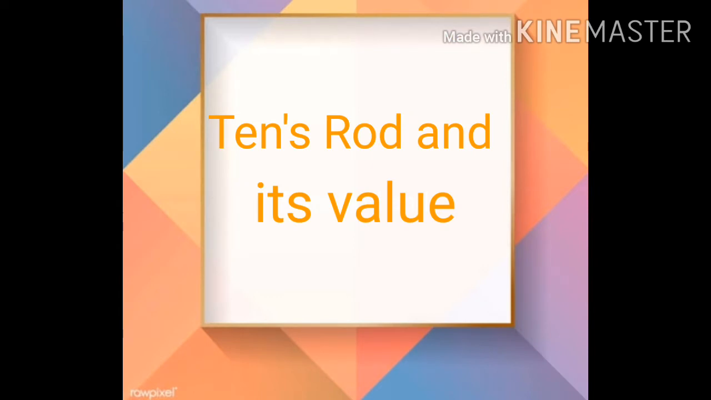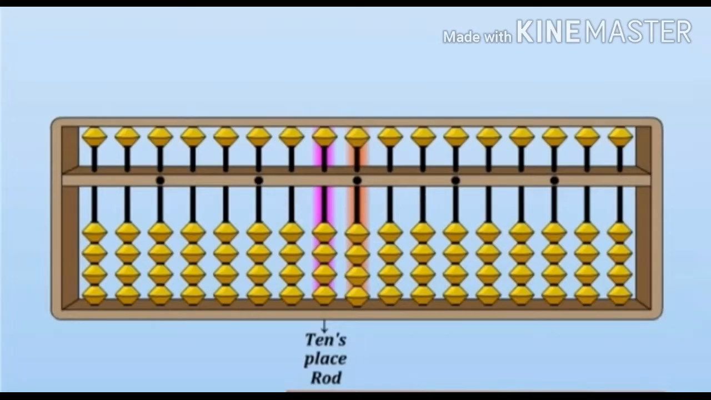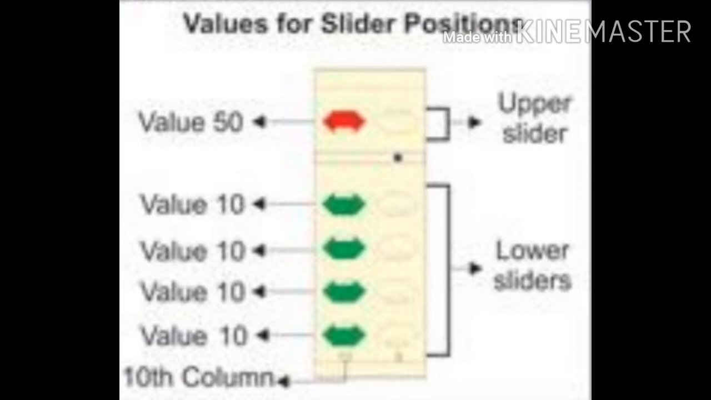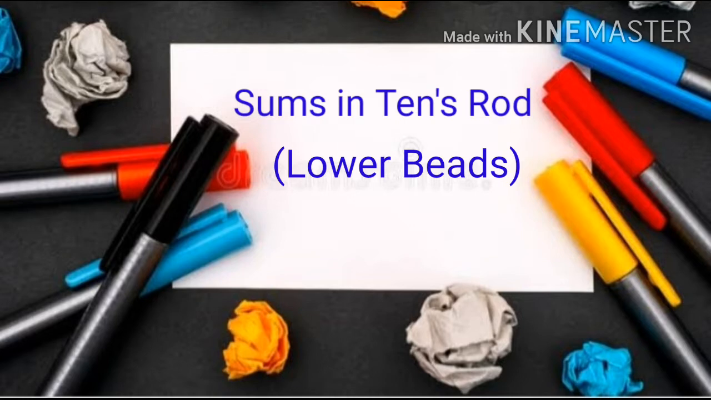Today we will study about the tens rod and its value. As you can see, students, in front of you one abacus tool is there, and the mid dot rod is the units rod, and just besides the units rod is the tens rod. As you can see clearly, it is mentioned there, tens rod. Now tens rod value: the upper bead value is 50 and the lower bead value is 10. Now we will start our today's topic, sums in tens rod lower bead.